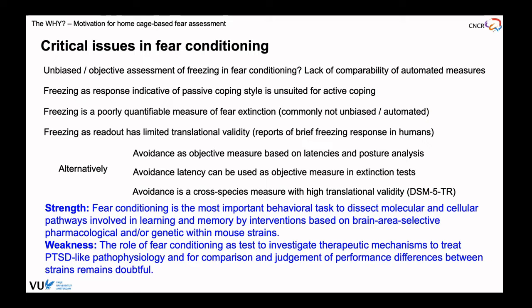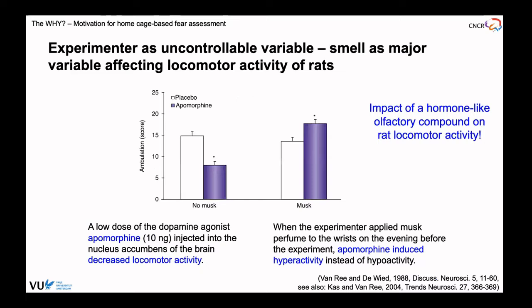And while I say this, I realize that I missed inserting a nice ecological slide, but I will mention it anyway. In general, we all know that we have several problems when we do behavioral tests that are short-lived. The experimenter is an uncontrollable variable. Here is an old but very classical example that the musk smell of the experimenter has a differential effect on activity of mice, in this case rats, and of course the effects are opposite.